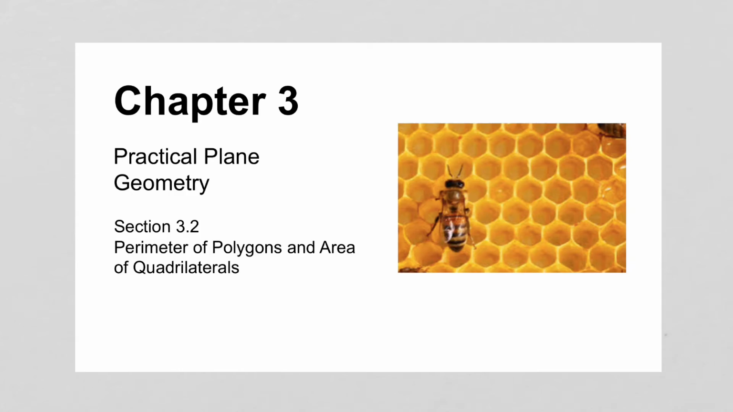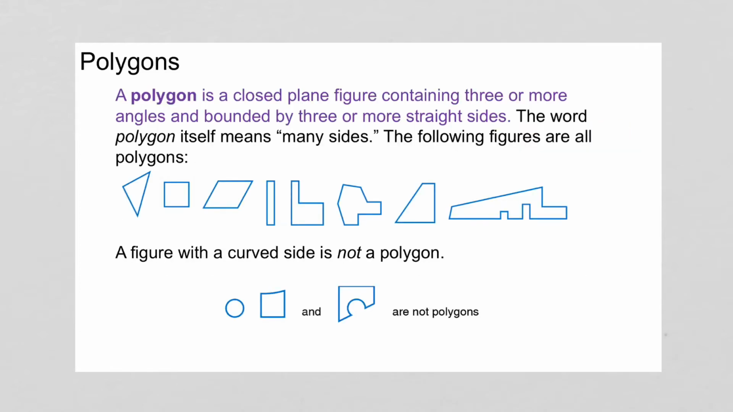Hi, today's lesson is going to cover polygons. So a polygon is a closed plane figure containing three or more angles and is bounded by three or more straight sides. So we've got a triangle, a square, that's a quadrilateral or parallelogram, and so forth. All of those in that first row are polygons.